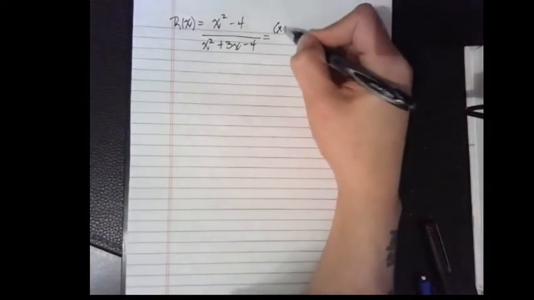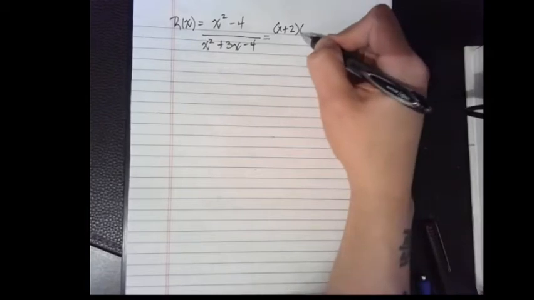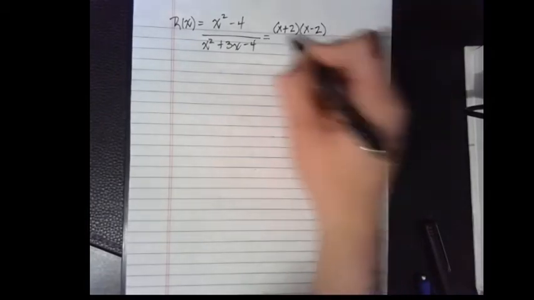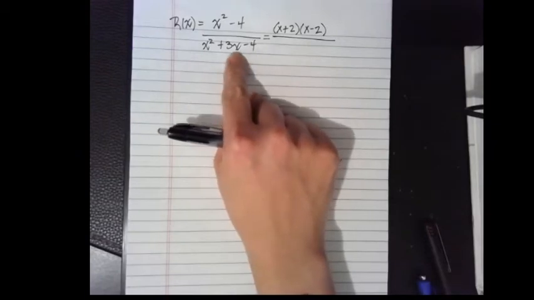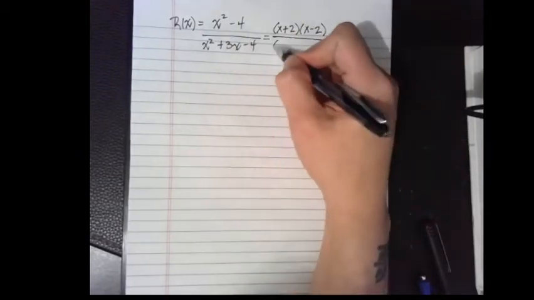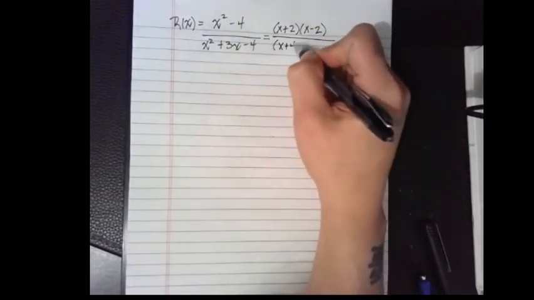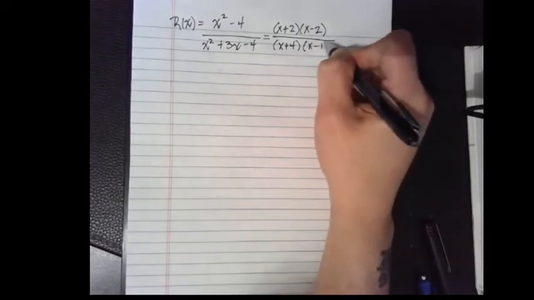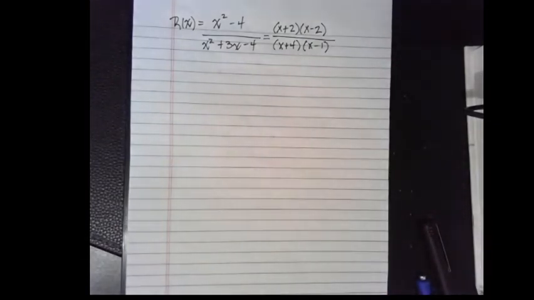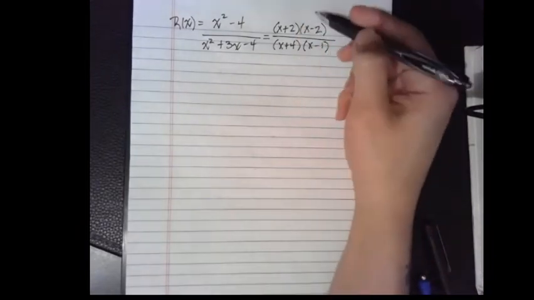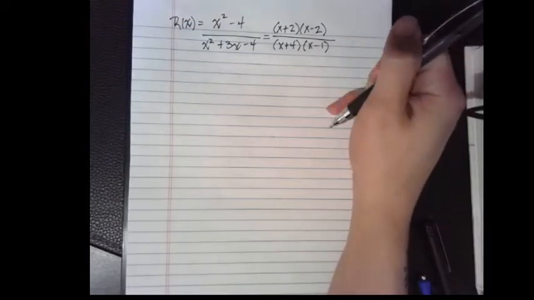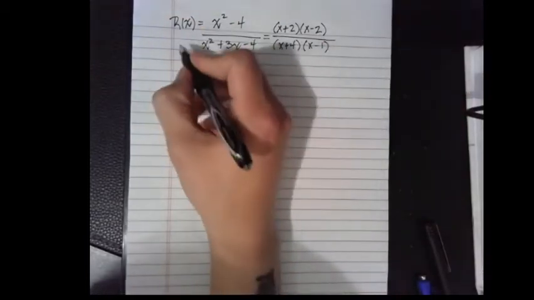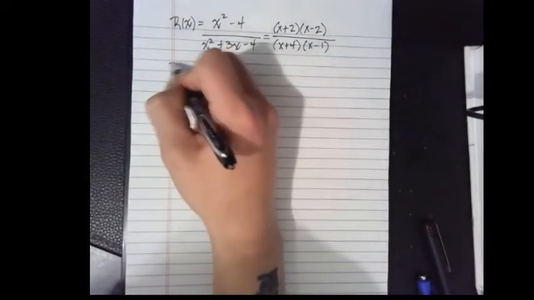Okay. So here I have the difference of squares in the numerator, and here I have something quadratic that is factorable in the denominator, so I'm just going to go ahead and start with all of my factoring. So the numerator factors into x plus 2, x minus 2. And in the denominator, I'm looking for the factors of negative 4 that are going to add up to give me positive 3. So I'm looking at x plus 4, x minus 1.